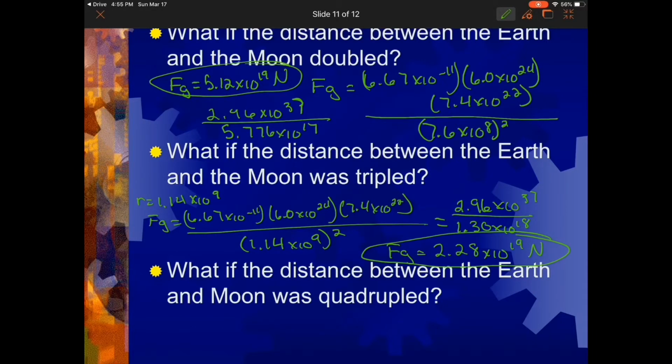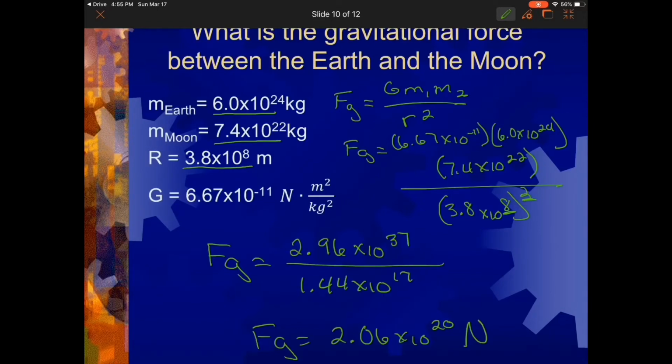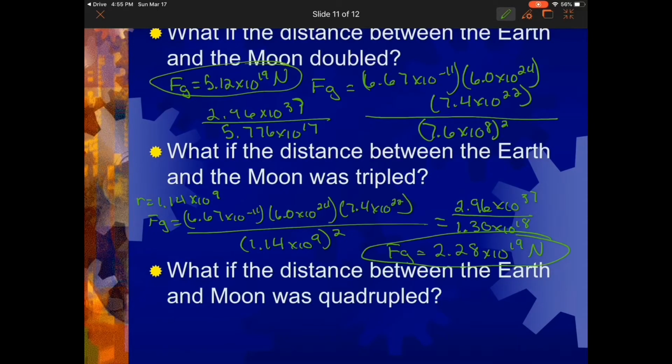The numbers are slowly starting to get smaller. If you see that our first number was to the 20th power, our second number was to the 19th power, but it was at 5. Our third number is to the 19th power, but it starts with a 2. Well, now what would happen if we quadrupled the distance?